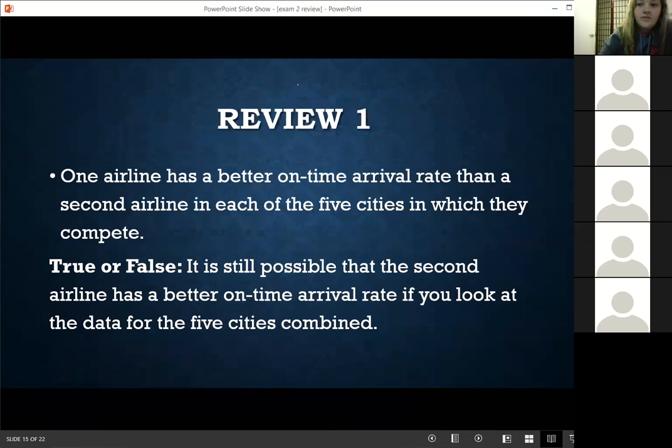One airline has a better on-time arrival rate than a second airline in each of the 5 cities in which they compete. True or false, is it still possible that the second airline has a better on-time arrival rate if you look at this data for the 5 cities combined? Try this one out and type your answer into the chat box, and we will go over it.